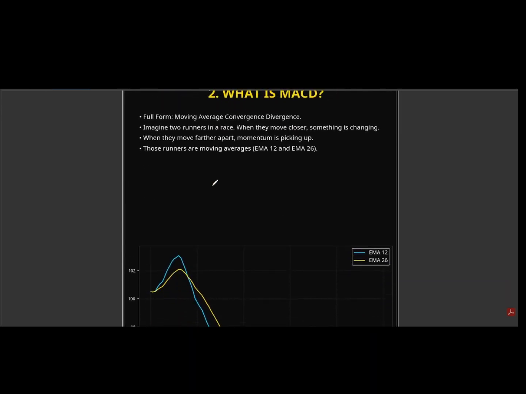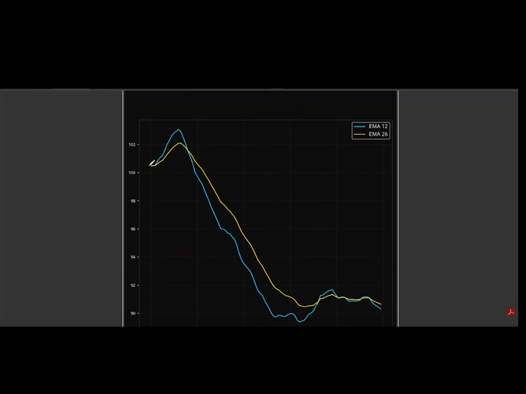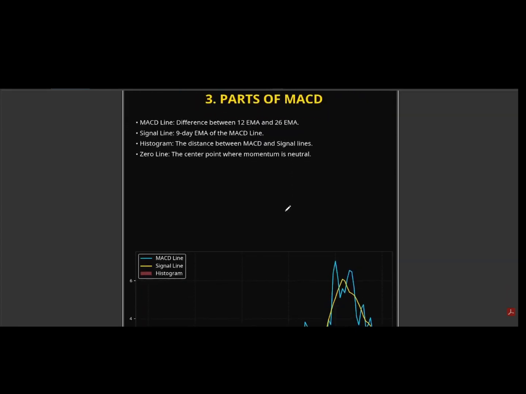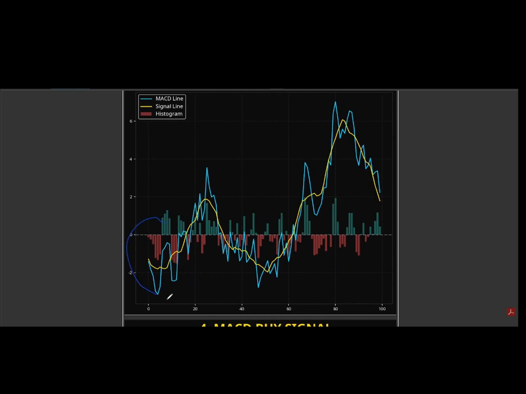First thing, what is MACD? Full form, moving average convergence divergence. As soon as you apply this indicator, you'll find these two lines in this pattern on the lower part of your chart. Now what are these two lines exactly? In this you'll find two lines. First one is the MACD line, second one is the signal line. The MACD line is this lower one.